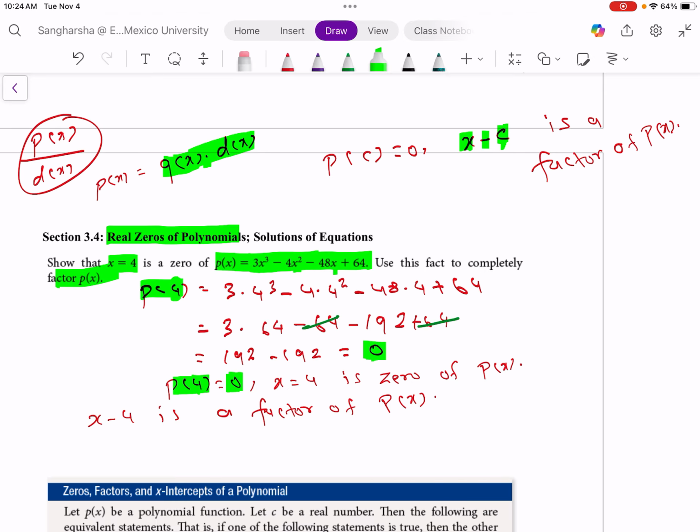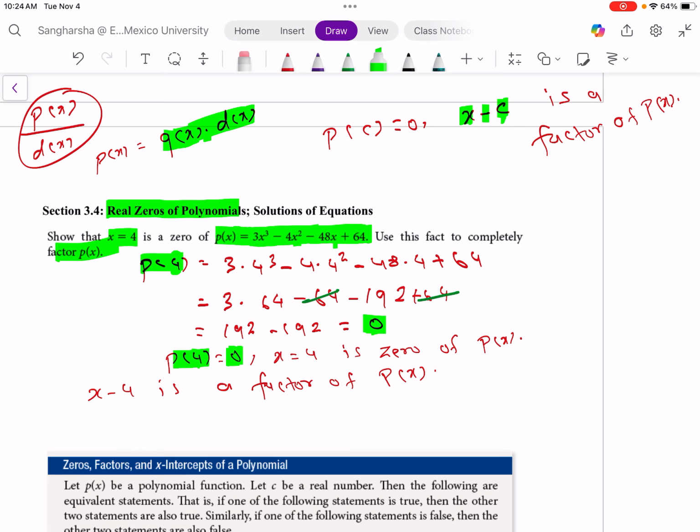So here we will divide this polynomial by x minus 4 and find the quotient. And that quotient will also be a factor because our remainder is 0. So if the remainder is 0, then the divisor and the quotient will be factors. So let's divide this polynomial by x minus 4. Now what method do you want to use, long division or synthetic division? Let's do synthetic, but you can use long division, it doesn't matter. It will be a review for synthetic division.